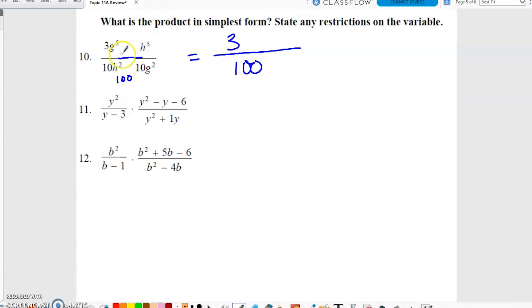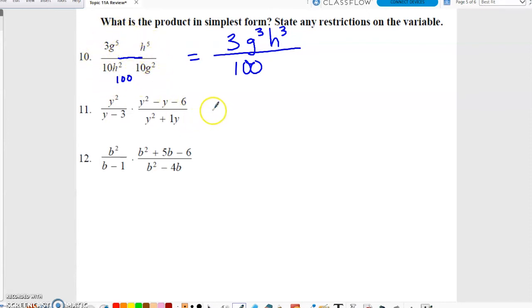100 on bottom. Looking at my g's, I have a g to the 5th on top, a g squared on bottom. I'm going to subtract those. 5 minus 2 is 3, so I'm going to end up with a g cubed on top. Same with my h's, h to the 5th, h squared, 5 minus 2 is 3, so I'm going to have an h cubed. On this one, refer to your topic 9-1 notes if you're a little confused on 10.